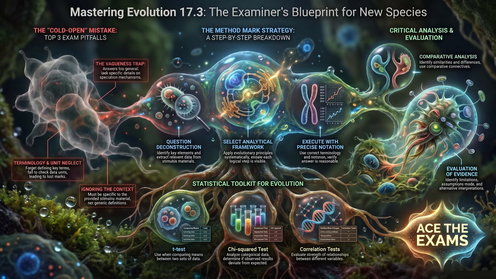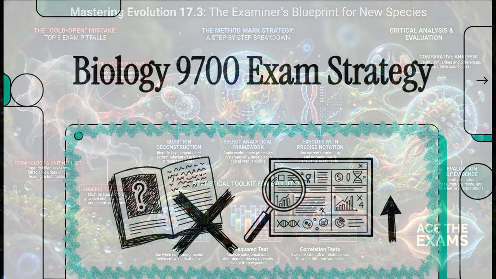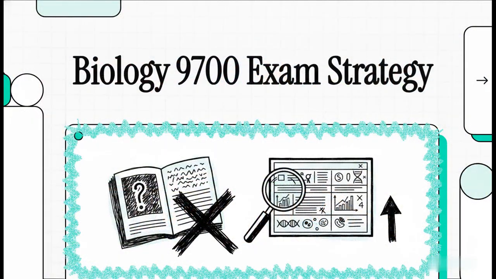All right, let's jump right into this explainer by confronting a pretty brutal truth about the Cambridge Biology 9700 exam. Believe it or not, 9 out of 10 students are losing incredibly easy marks because of just one fundamental error. We actually call this the cold open mistake. It's when you sit down, flip open the paper, spot a familiar topic, and just immediately jot down some generic fact you've memorized.